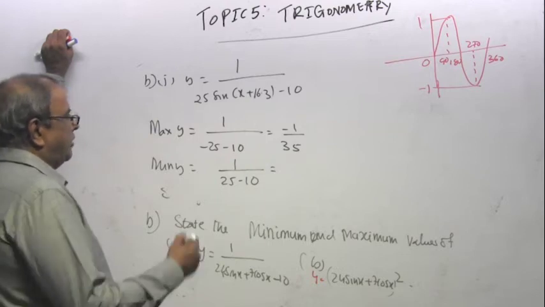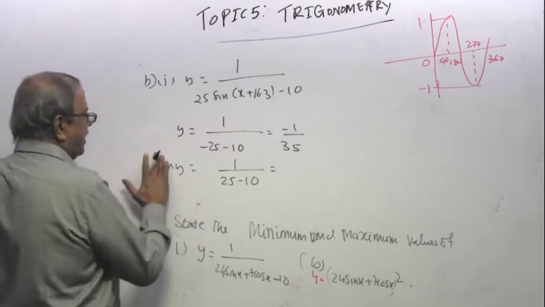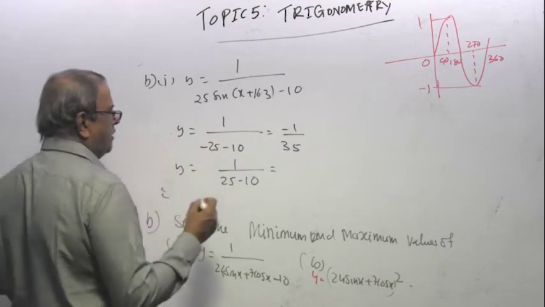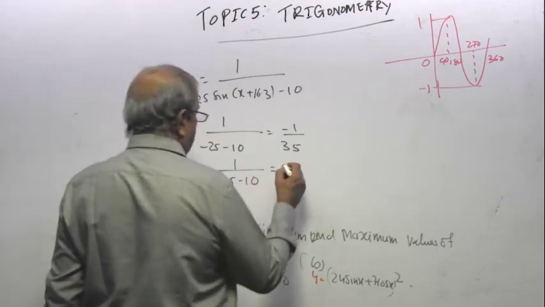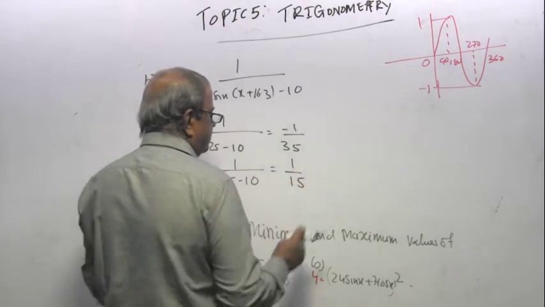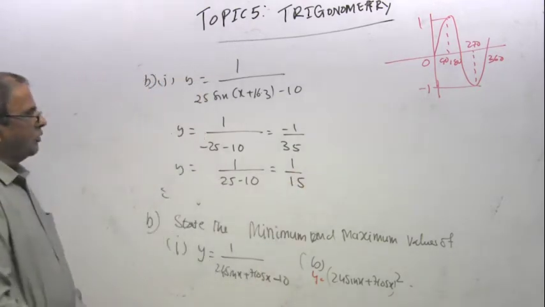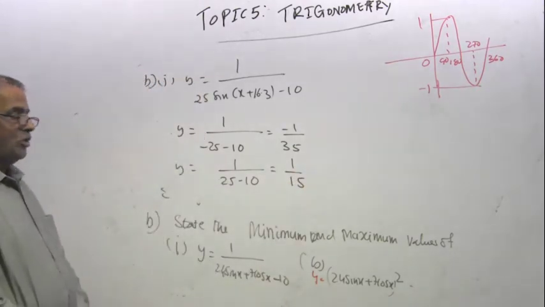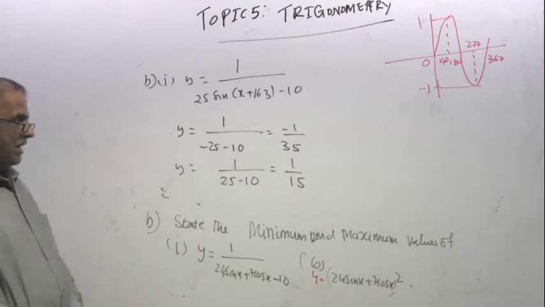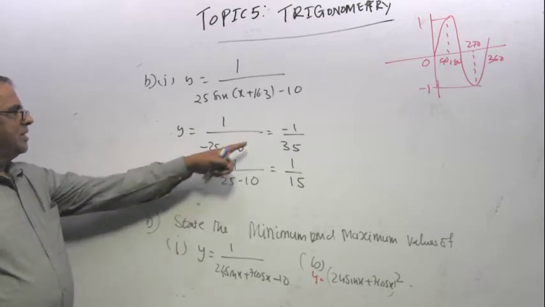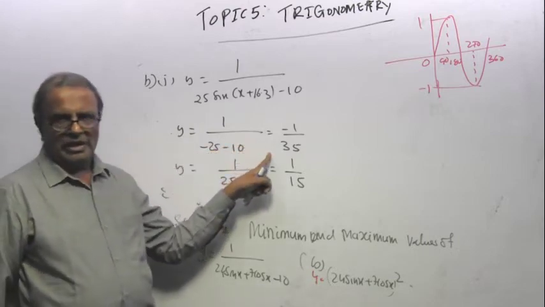Okay, it doesn't matter. Then once you get the value, then I will decide. 25 minus 10, which will be 1 over 15. 1 over 15 will be maximum. 1 over 25 will be minus 1 over 35 will be minimum. Why? Because that's a negative value below the x-axis.